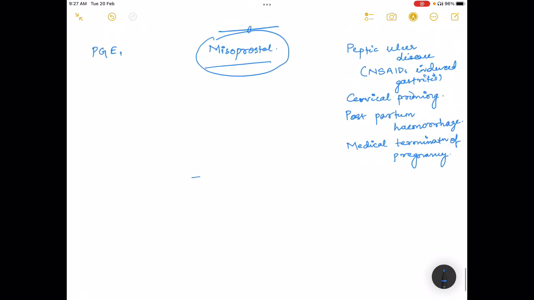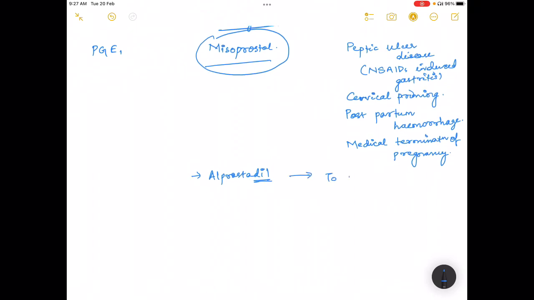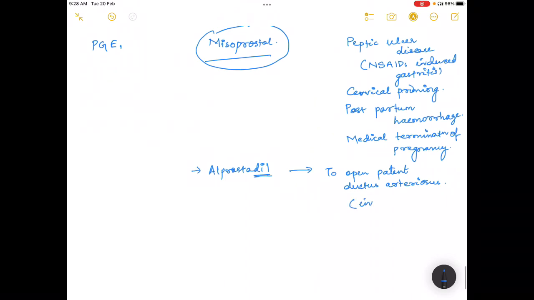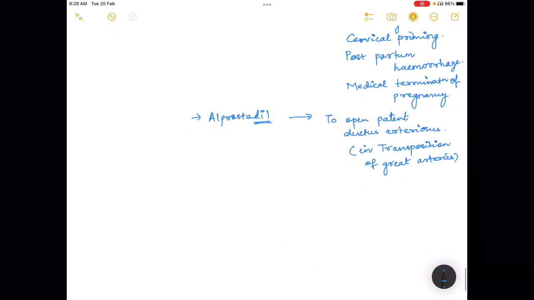The second analog is alprostadil. Because there is "dil" in this, it will be used in some cases of the cardiovascular system. Where is it used? It is used to keep the ductus arteriosus patent. There are certain times when it has to be kept patent, in case of transposition of great arteries; alprostadil is used.